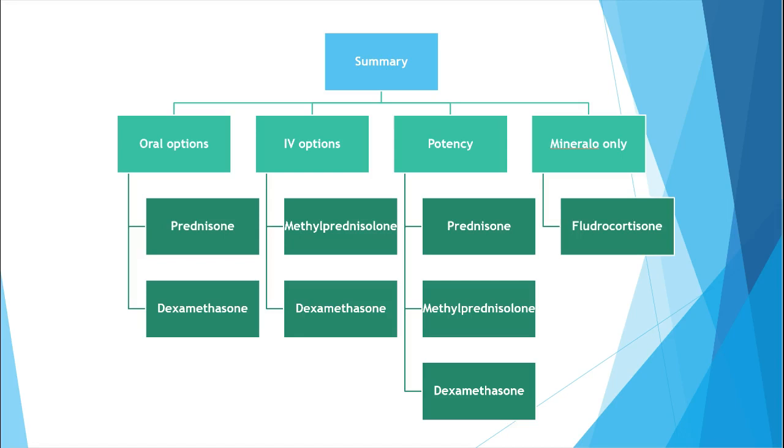All right, so summary, we have oral options. Prednisone and dexamethasone are basically the two oral options. Remember, methylpred is available as that Medrol dose pack, which, as you see, I didn't even list over here because I don't like it. There's my bias coming into play again. IV options, you have methylprednisolone and dexamethasone. Potency in increasing order: prednisone, methylpred, dexamethasone, and mineral only, fludrocortisone.